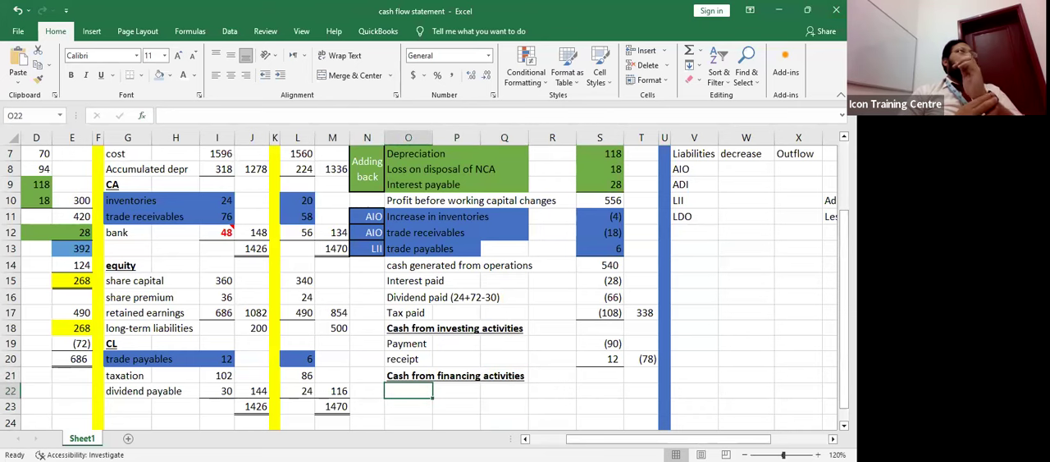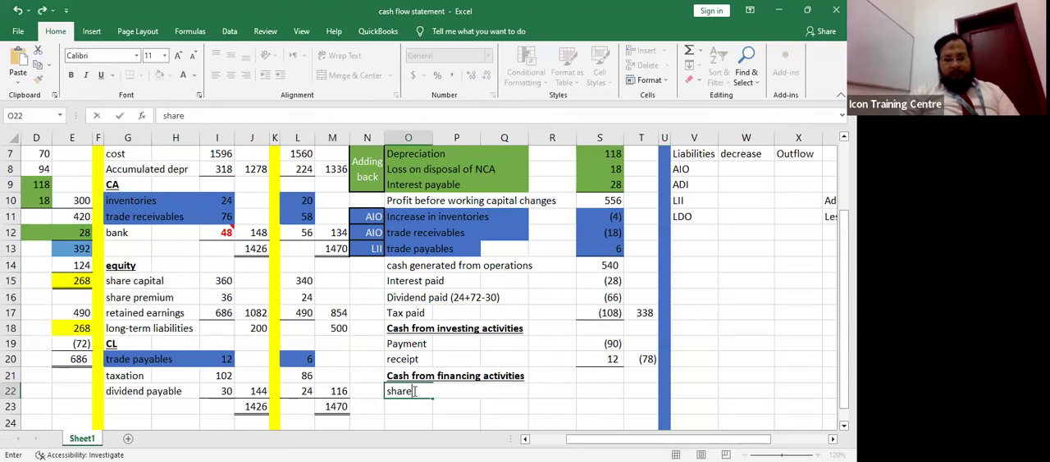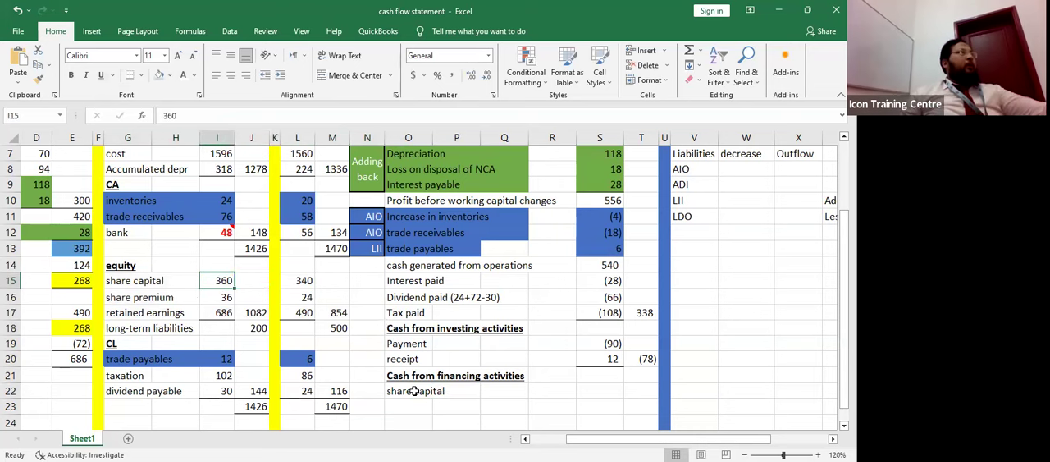Cash flow from financing. Right? Now just have a look at this portion. This one, from equity till long-term liability, only this portion. First we take share capital. How much share capital do we have? Is it increasing or decreasing? Please. Increasing. So when liability increases, it is inflow.